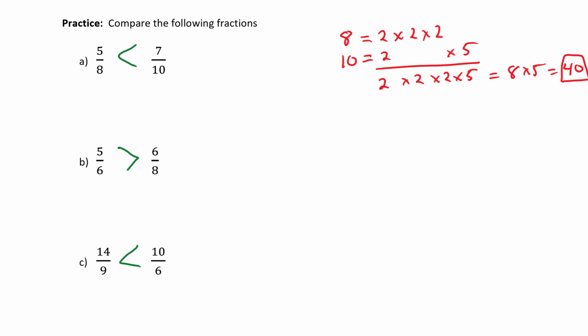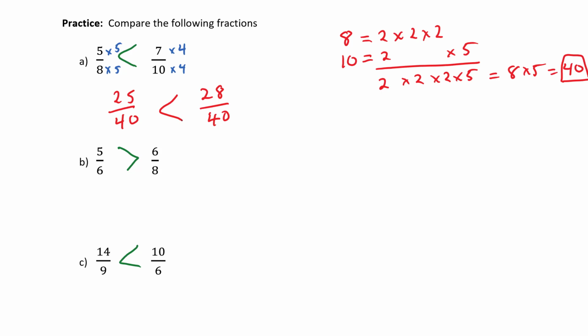To get 10 to be equal to 40, multiply by 4. Multiply the top by 4 as well. Here, to get 8 equal to 40, multiply by 5. Multiply the top by the same number as well. What we then get is 25 over 40, and here we get 28 over 40. Which one's bigger? 28 is bigger. 25 over 40 is less than 28 over 40.